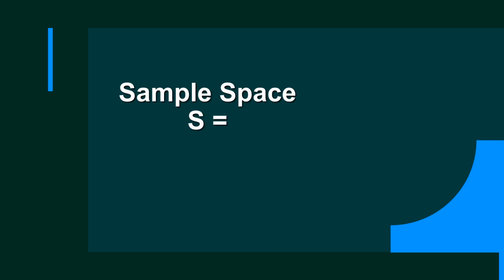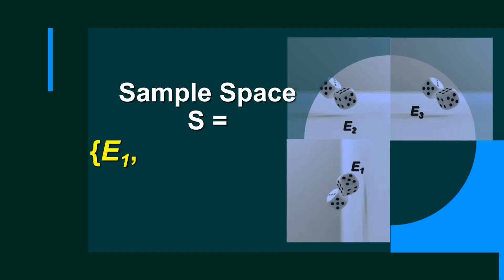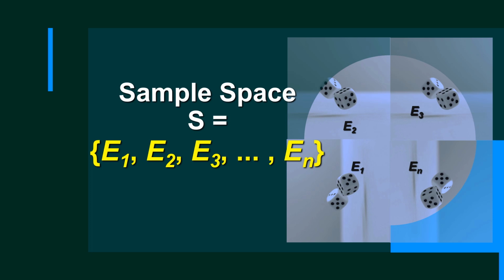The sample space S is a set of all the experimental outcomes. So the sample space of an experiment with n sample points has S equals {E1, E2, E3 until the last sample point, En}. Notice that you need to place the set inside the bracket with each sample point separated by a comma.